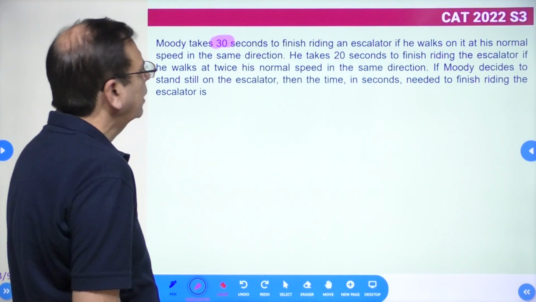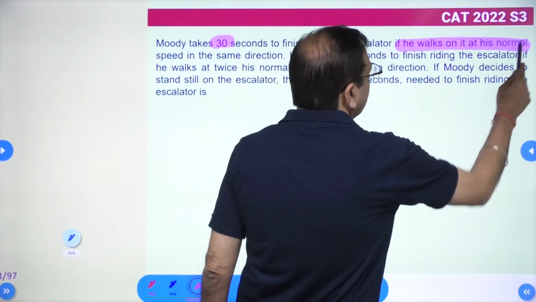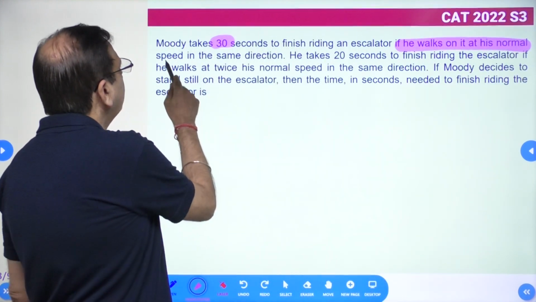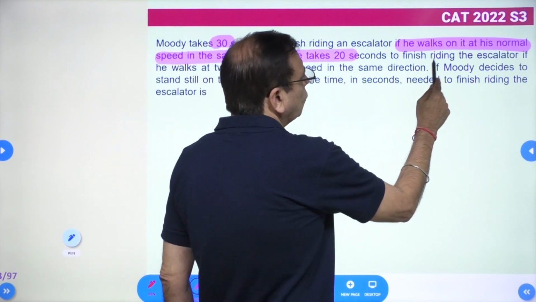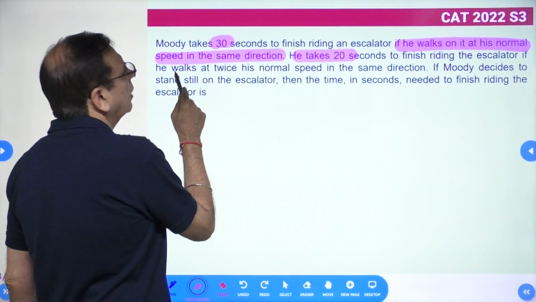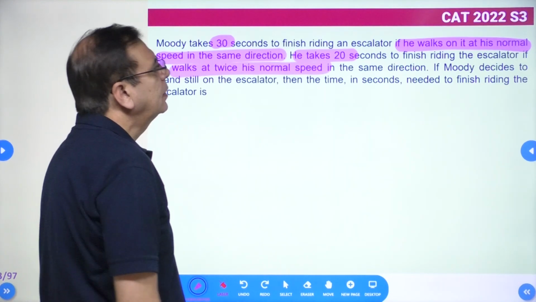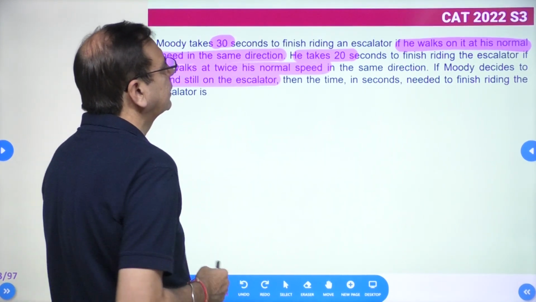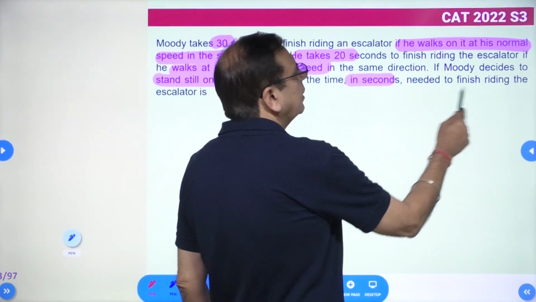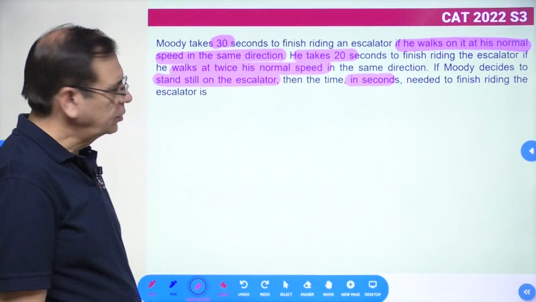Moody takes 30 seconds to finish riding an escalator if he walks on it at his normal speed in the same direction. If he takes 20 seconds to finish riding the escalator if he walks at twice his normal speed in the same direction. If Moody decides to stand still on the escalator, then the time in seconds needed to finish riding the escalator will be how much?